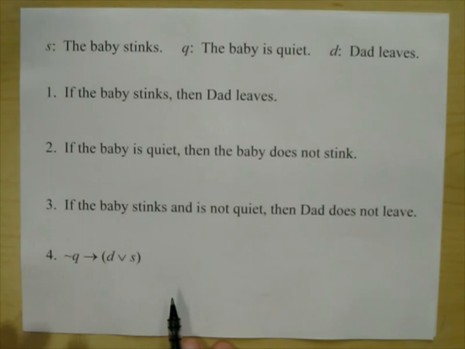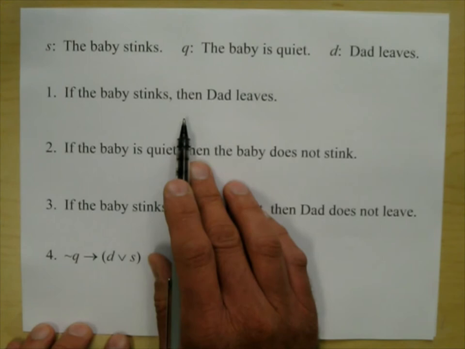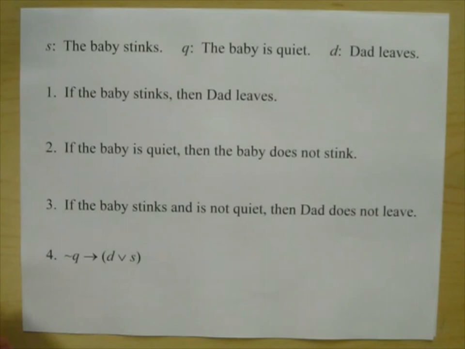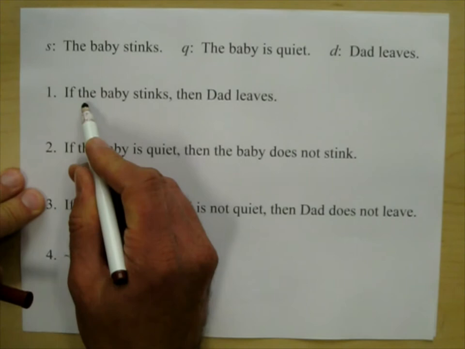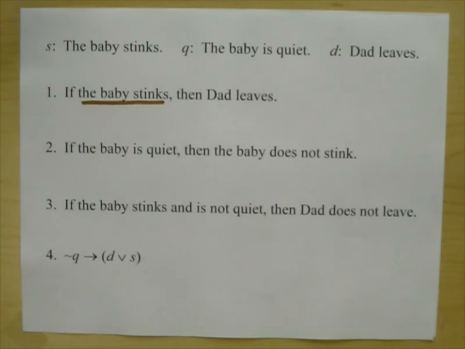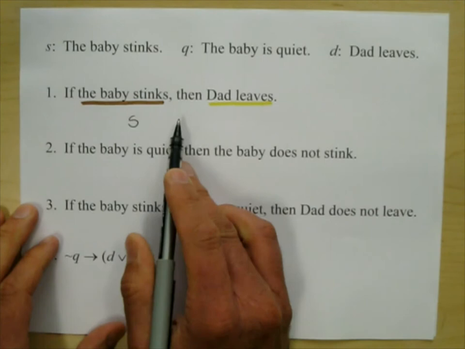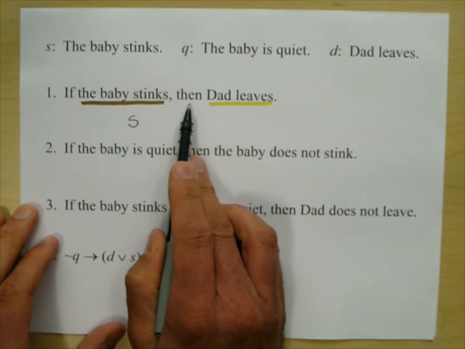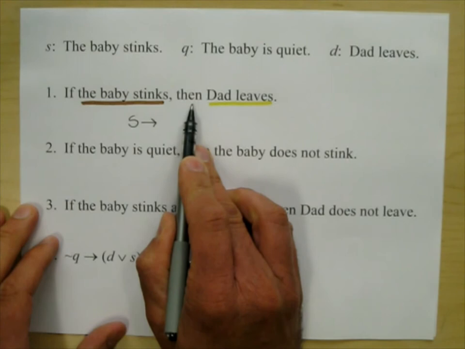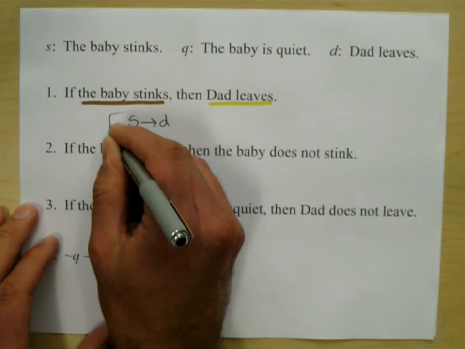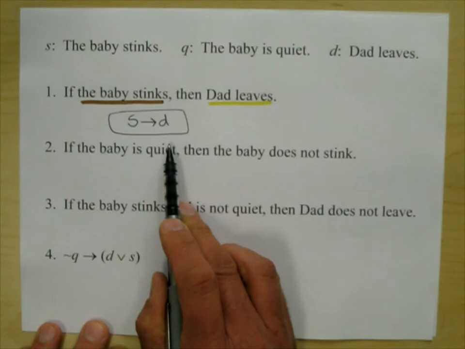Okay, let's go ahead and do this. If the baby stinks, then dad leaves. So you've got the simple statements. Here, we'll use colors here. The baby stinks. We better change colors to this one right here. Baby stinks. And then dad leaves. So here we have the baby stinks is statement S. And where the arrow goes, that's always going to be on the then part. So the baby stinks. There's the then. Then dad leaves. So we're going to put D.